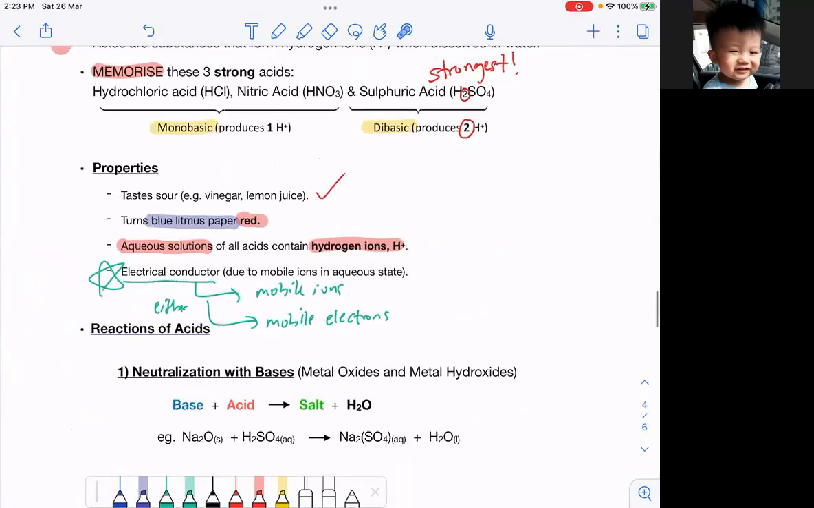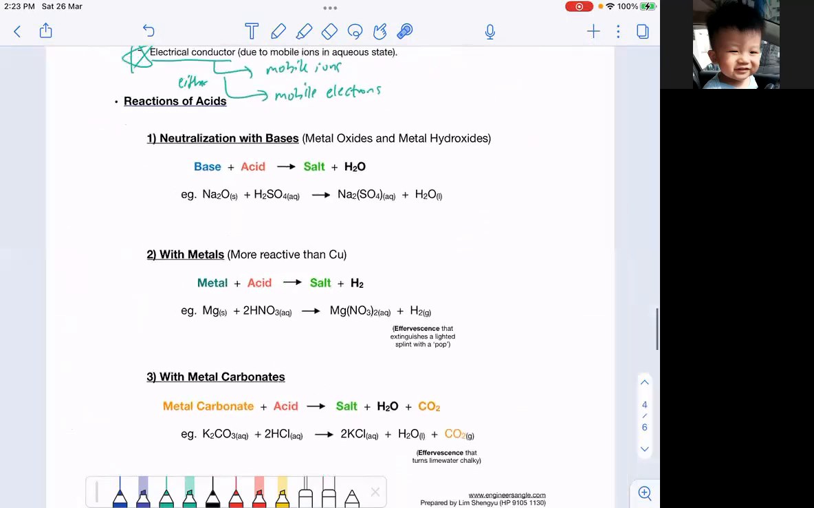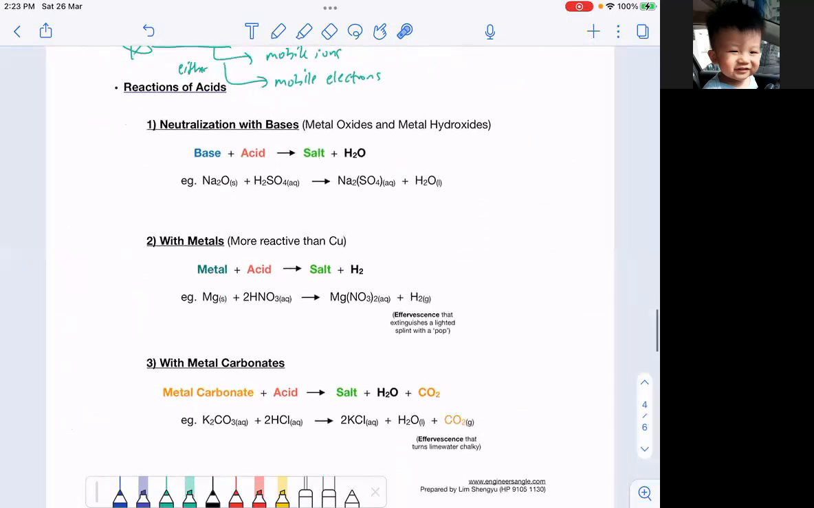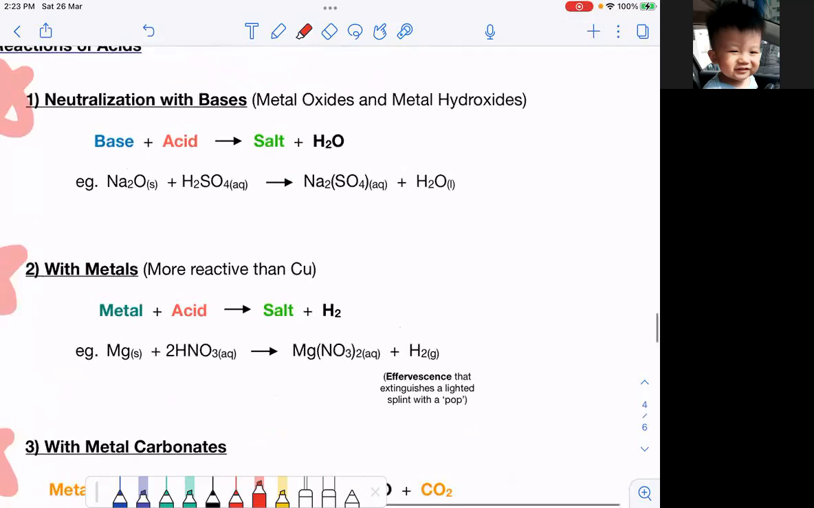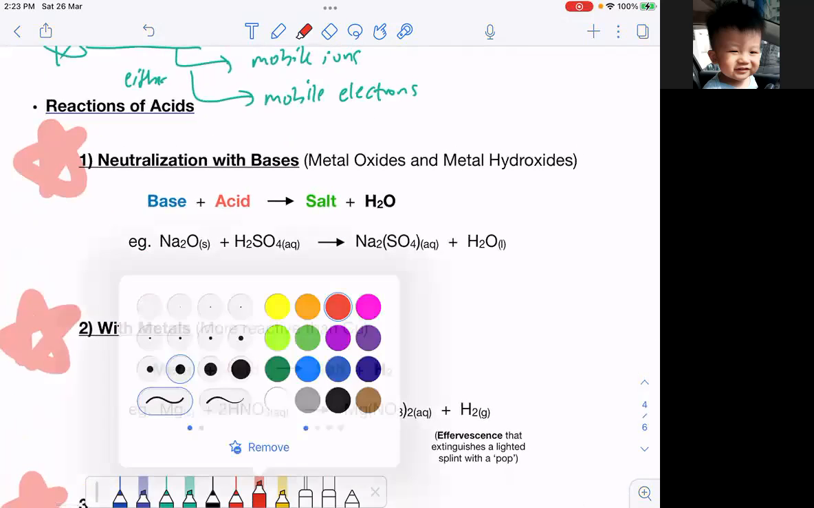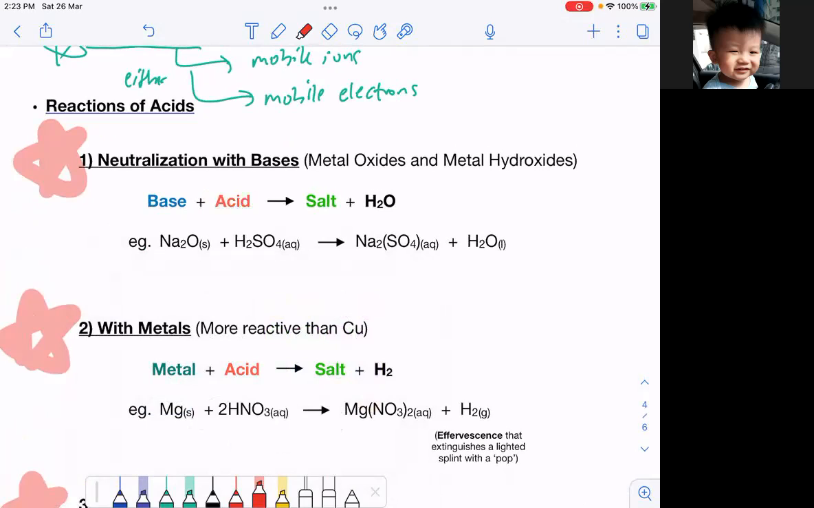So last properties of acid, must memorize. So okay, I try my best to do a bit more, but no big deal. So three characteristic reactions of acid. That means acids will always react with base. Acids will always react with metals. Acids will always react with metal carbonate. Always. Which means there's a lot of memorizing to do. If I give you any acid, I react you with any base, you will give me a salt and water.